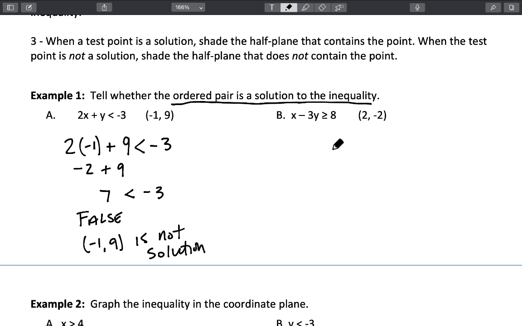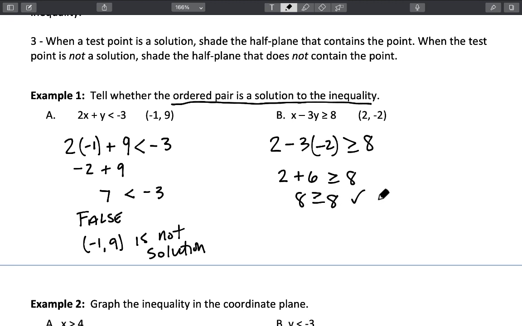All right, let's try example 1b. Now we're going to test the point 2, -2 for our inequality x minus 3y is greater than or equal to 8. So substituting 2 in for x and -2 in for y, we're going to test and see if that is greater than or equal to 8. Make sure you follow your order of operations. This is -3 times -2, so this becomes 2 plus 6. And in fact, 8 is greater than or equal to 8. It's equal to it, so this is a true statement. And we would say yes, 2, -2 is a solution to our inequality.